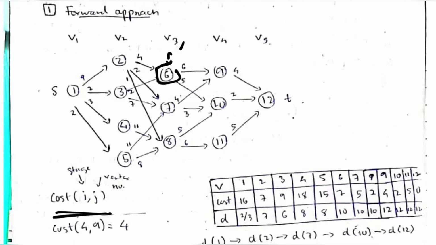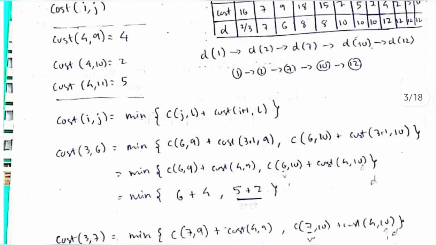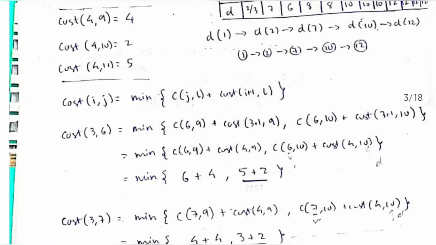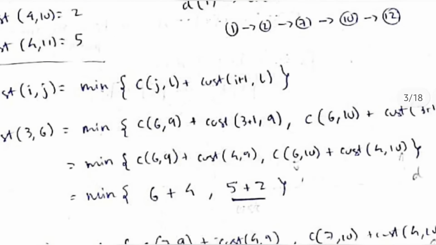So I'll be representing cost of stage number, which is 3, and the vertex number, which is 6. Okay. Cost of 3 comma 6. Cost of 3 comma 6 will be minimum of these two. What are these two? These two are the path from this path or this path. So it's composed of two things. First one is C of 6 comma 9 plus cost of 3 plus 1 comma 9, or C of 6 comma 9 plus cost of 4 comma 9.